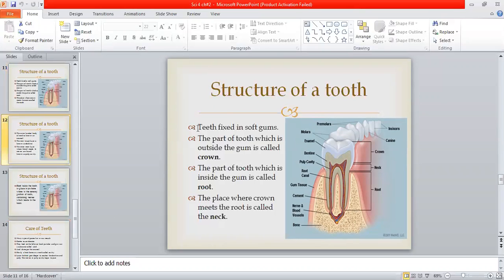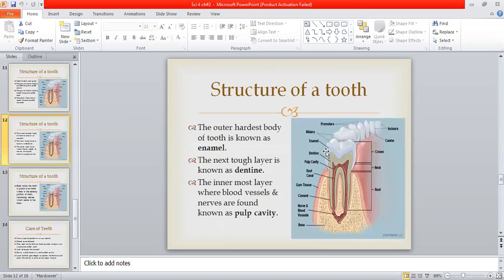Then next, the outer hard covering, the hardest part of the tooth, is known as enamel. Here you can see that this is the enamel. This diagram is also visible in your book. You can open your book as well and see that enamel is the outermost hard covering. Have you seen tooth decay? Whenever a tooth decays, this hardest covering, the enamel, is disturbed when you don't brush your teeth properly. The outermost covering, enamel, is disturbed, and cavities start to grow.